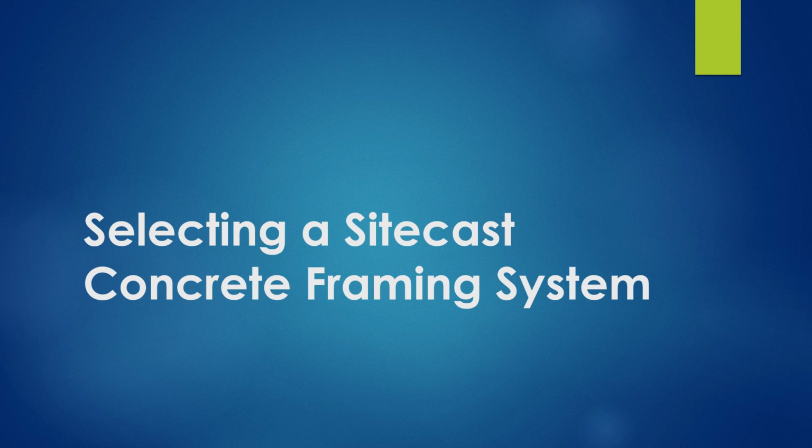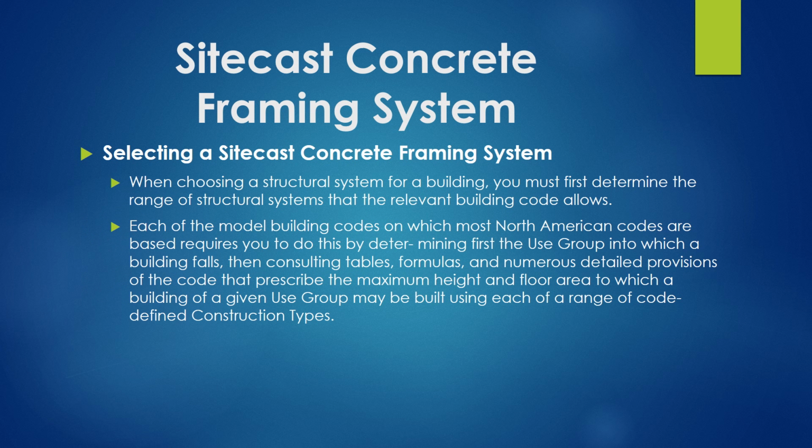Now we will talk about selecting a site cast concrete framing system. With selecting a site cast concrete framing system, the first thing is when choosing a structural system for a building, you must first determine the range of the structural systems that the relevant building code allows.